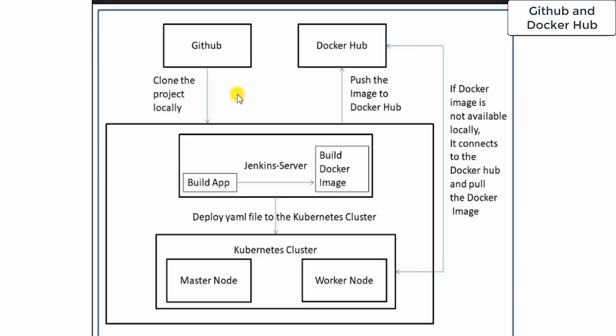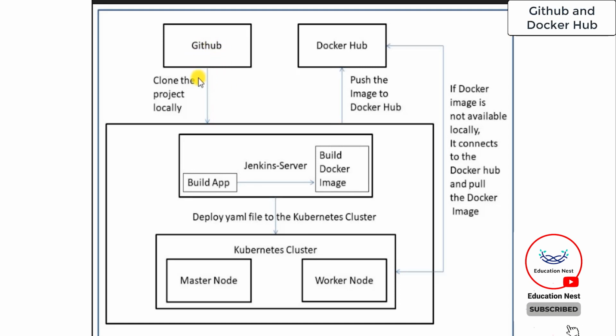If I just go back and show you the workflow here, you can see this Jenkins server is connected to GitHub and Docker Hub and the Kubernetes cluster. So we need to provide the credential to the Jenkins server so that Jenkins can access GitHub and Docker Hub. If it has the credential to access GitHub, it can clone the repository, and we have to give access to Docker Hub because the Jenkins server is going to push the Docker images to Docker Hub. And at the end we need to deploy the YAML file to the Kubernetes cluster.